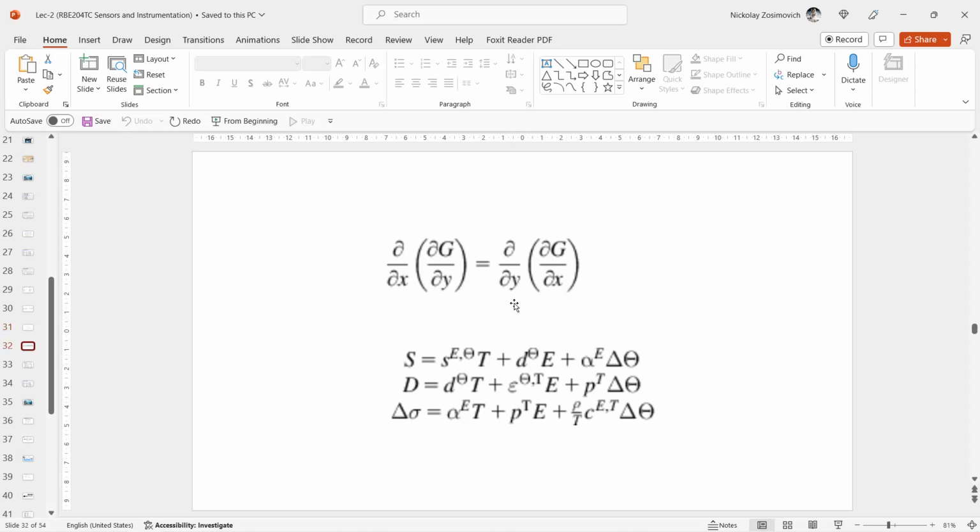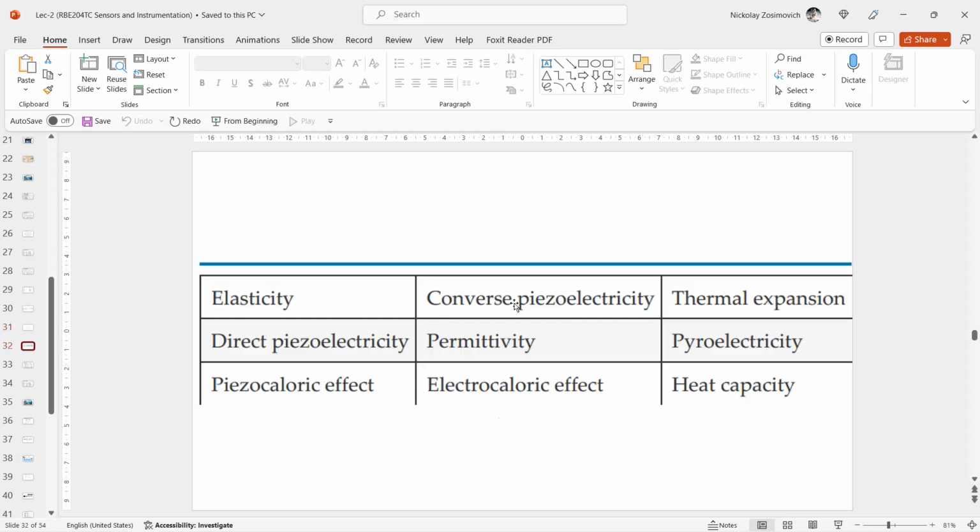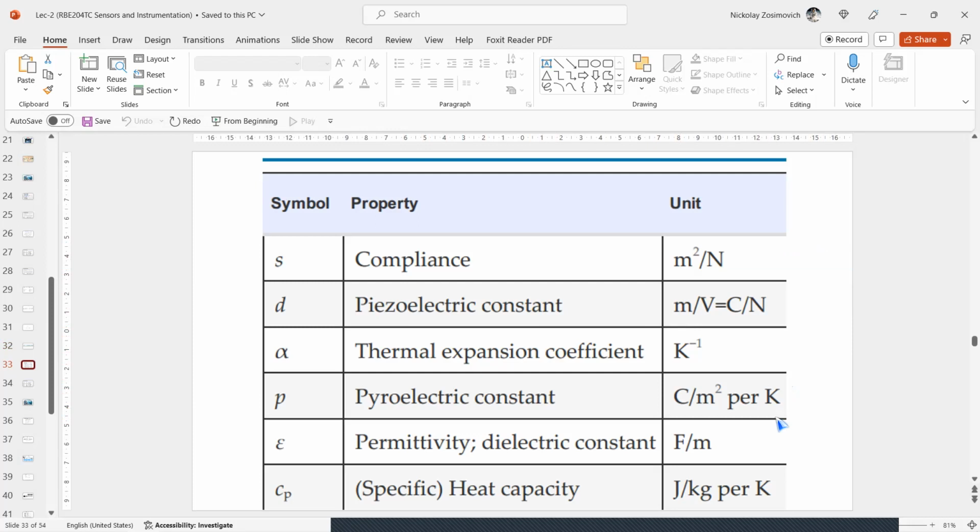Okay? The 9 associated effects are displayed in this table. What are the 9? Direct piezoelectricity, piezocaloric effect. In the middle, you have converse piezoelectricity, permittivity, electrocaloric effect, the same. And on the right side column, you can see the thermal expansion, pyroelectricity, and heat capacity. And these tables show the associated material properties.